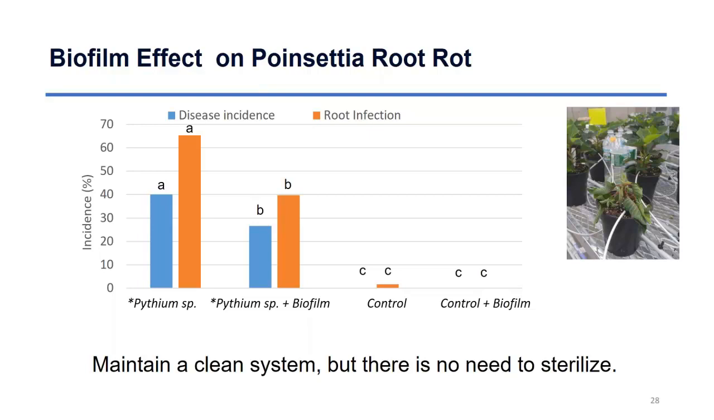So if you look here, the ones that said plus biofilm, here we added Pythium and here we didn't add Pythium. And when we had biofilm, we had lower disease incidence, meaning fewer plants had Pythium root rot. And when we compare that to root infection, the root infection also went down. We don't know why or how this works, but the lesson we're taking from this is we need to keep a clean system.